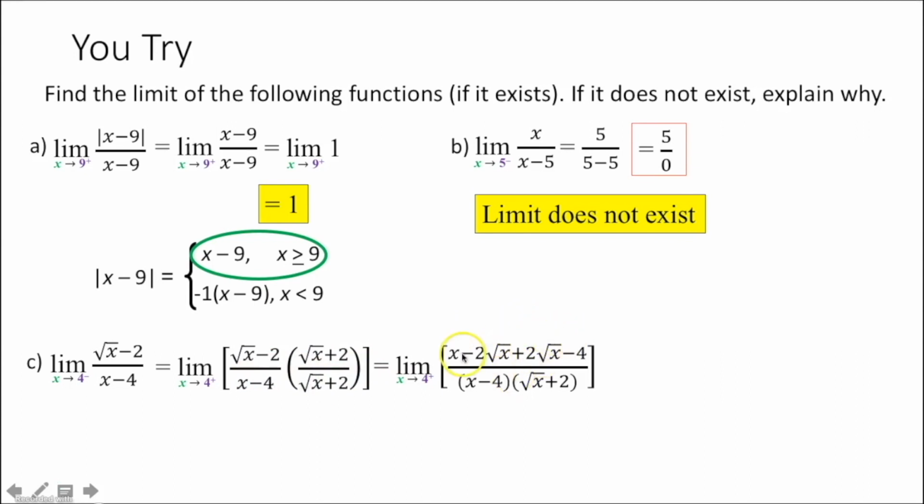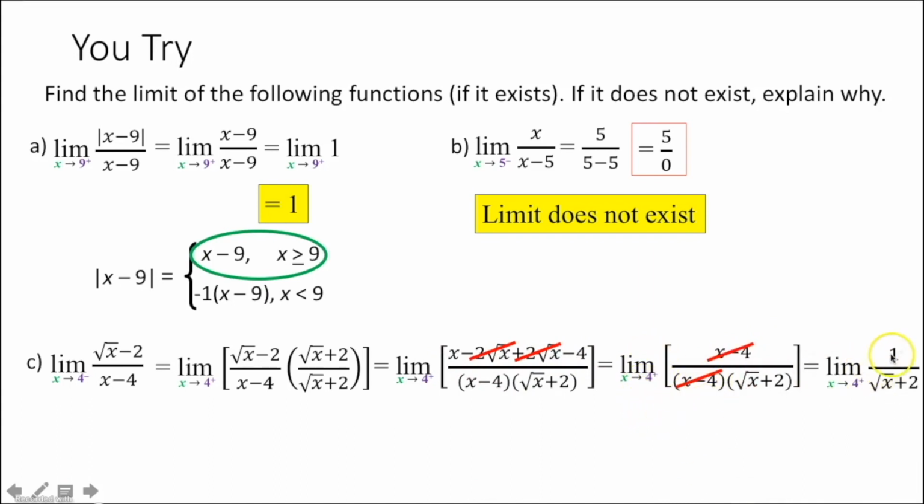You see that these cancel out, and I get x minus 4 left in the numerator, which means the x minus 4s are now going to cancel out. And I'm left with the limit as x approaches 4 from the right of 1 over rad x plus 2. I then plug in that 4 for x. Rad 4 is 2, and then 2 plus 2 gives you 4.